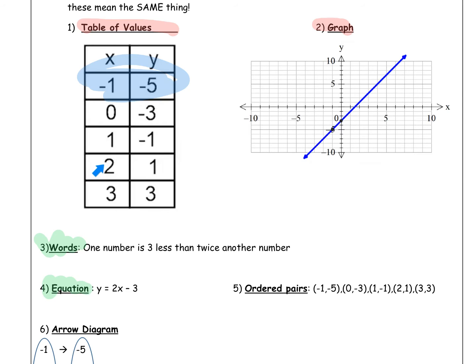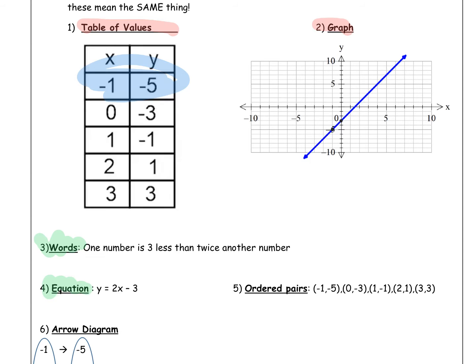So for example, if I double 2, that gives me 4. Take away 3 gives me 1. If I double 3, that gives me 6. Take away 3, that gives me 3. You'll see that that rule works for every pair in our table of values. So you can use a word, you can use an equation.